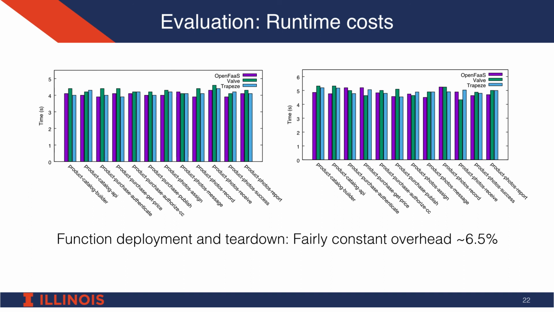On the left, we see the function deployment time for different functions, which is the time taken to deploy a function for the first time to a serverless cloud. And on the right, function teardown time is plotted, which is the time taken to remove an active function completely from the cloud. Now we observe similar performance characteristics for both systems, Trapeze and Valve, with Valve imposing a fairly constant overhead of 6.5%.